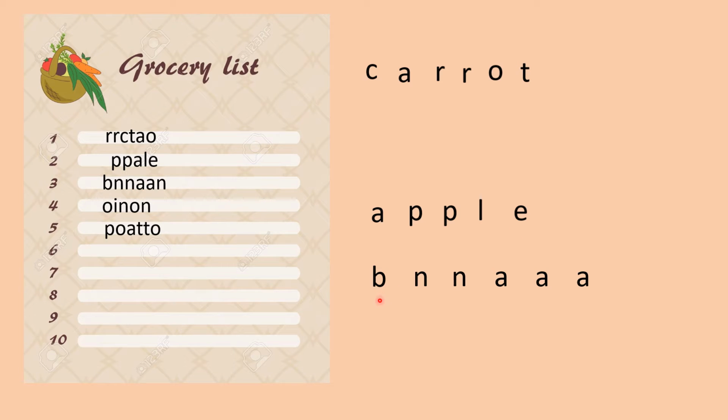The next one, BNNAAA. What could this word be? He thought, oh, I know this one. B, A, N, A, N, A. What is this word read? Banana. So they shopped for some bananas.